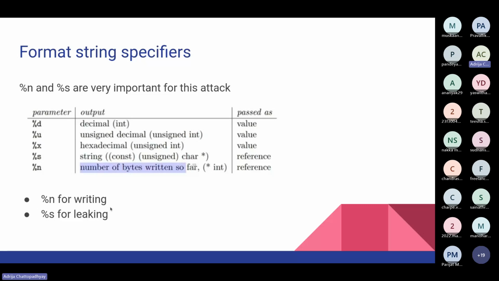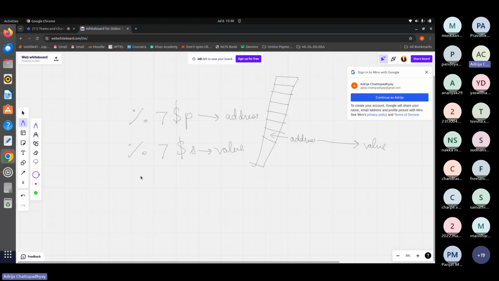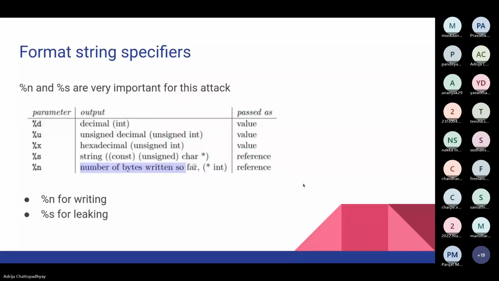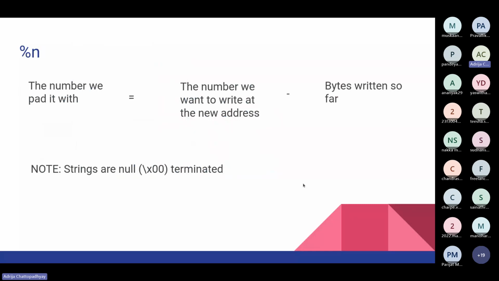Percentage n is for writing. If I had percentage $7n, this is the seventh entry, by the way, it now writes into the address that entry points to, not at the seventh position. This is a special formula which we'll be using later, we'll get back to this.